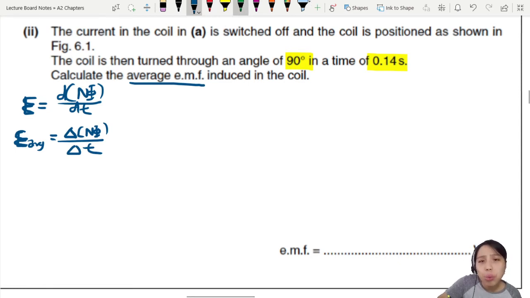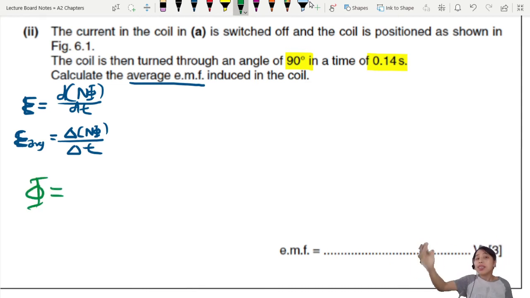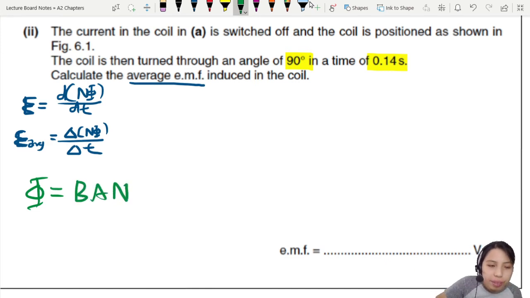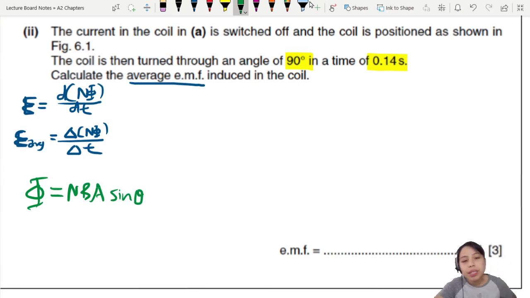So next question for you. What makes up phi? What's in the phi? Phi equals to, what are the possible things that can change? So you have BAN or NBA. NBA sounds nicer, like basketball. NBA sine theta. And you have to think about this. Among all these terms, what is changing when you're rotating? You say, Miss, the coil is rotating, so theta is changing. Yeah, theta is changing, but it's going to be very hard to calculate that here.